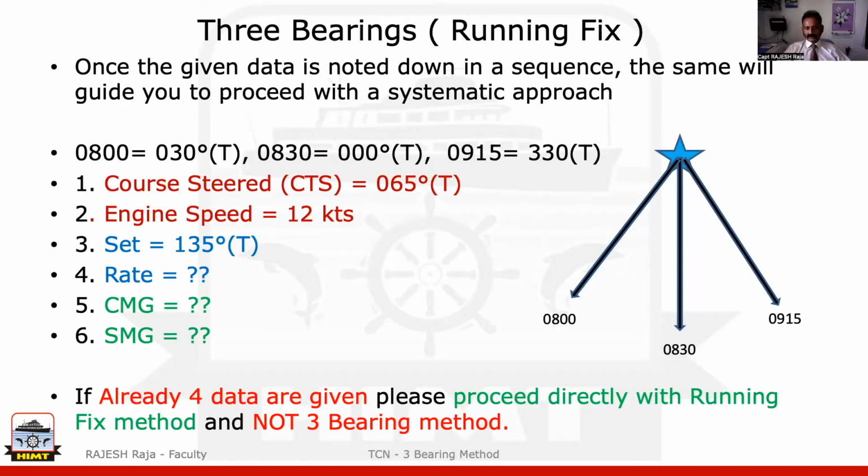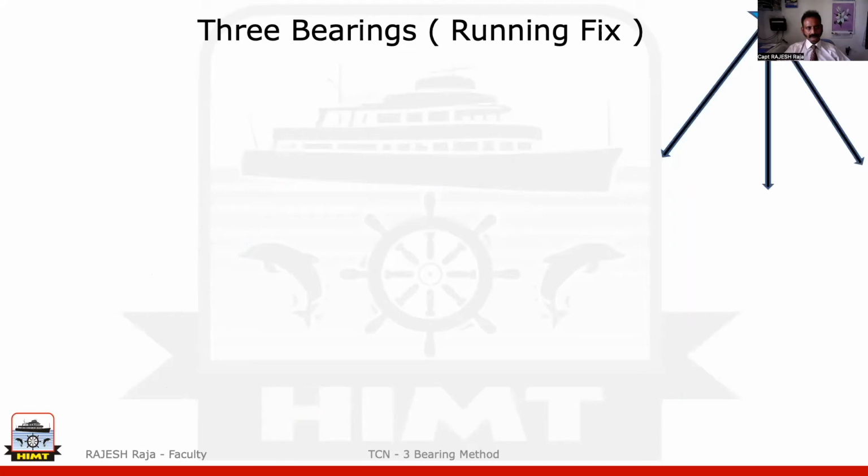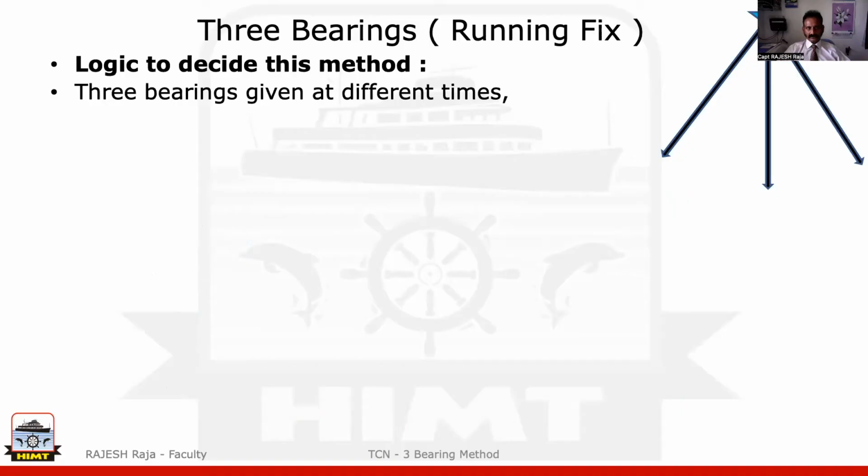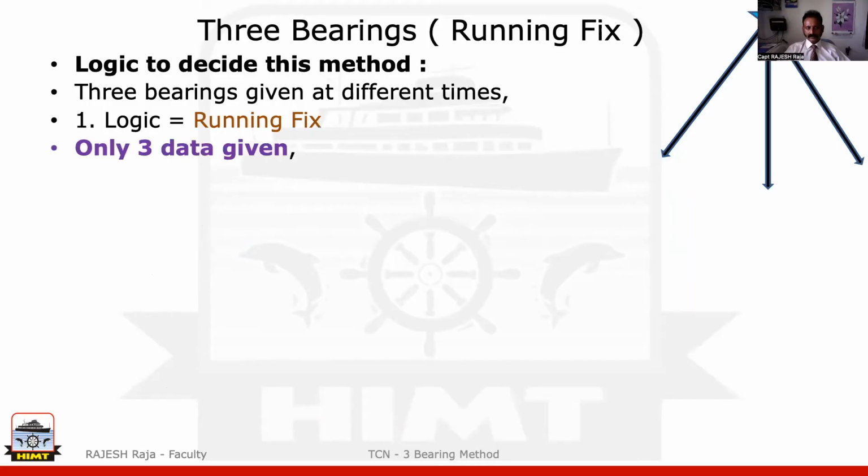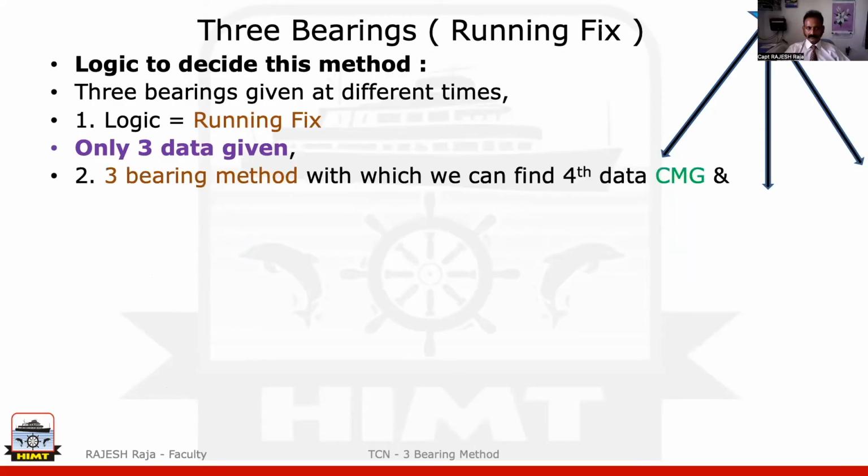Now let us look at the logic. This question, I have broken into a sequence. Let us look at the logic. Now, if you look at the question, we saw 3 bearings were given at different times. So for me, the first logic was running fix. Then I saw only 3 data were given out of those 6 which I have listed, which means I cannot complete the chart triangle. So hence, I will be trying this 3 bearing method with which I can find the 4th data, which is CMG.